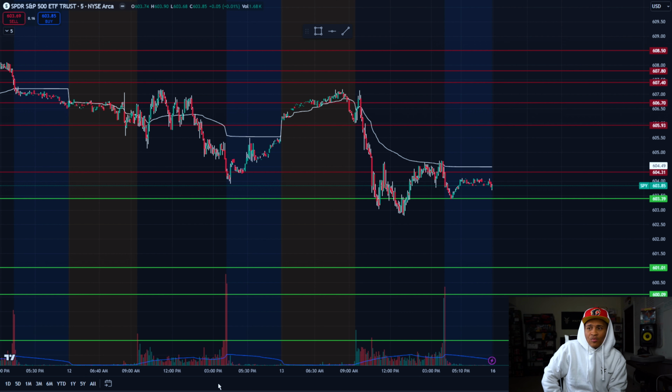Just give me the raw information. How much volume is in this candle? I need to know that. Where is support? Where is resistance on this chart? I need to know that. Are there buyers stacked at 603? Are there sellers at 604.50? I just need to know that type of information.